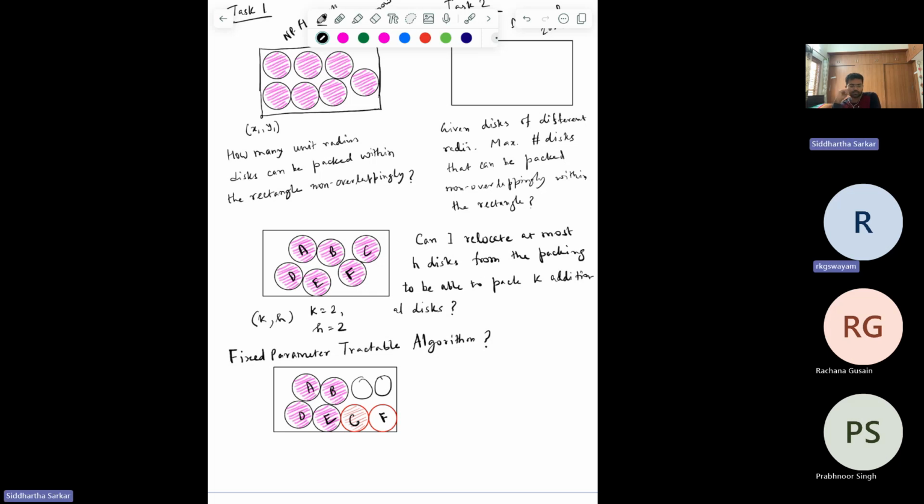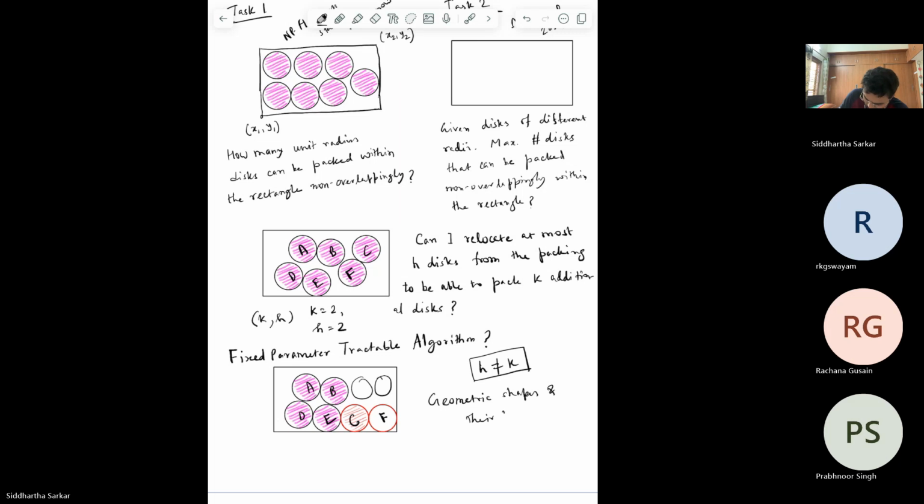The value of h and k may be different; h and k need not be the same. So h and k are part of the input. Earlier we have seen G comma k kind of inputs. Here we are looking at a geometric problem. So our input is geometric shapes and their positions. Additionally, you have these two parameters h and k, which need not be the same. So you want to find the parameterized algorithm.